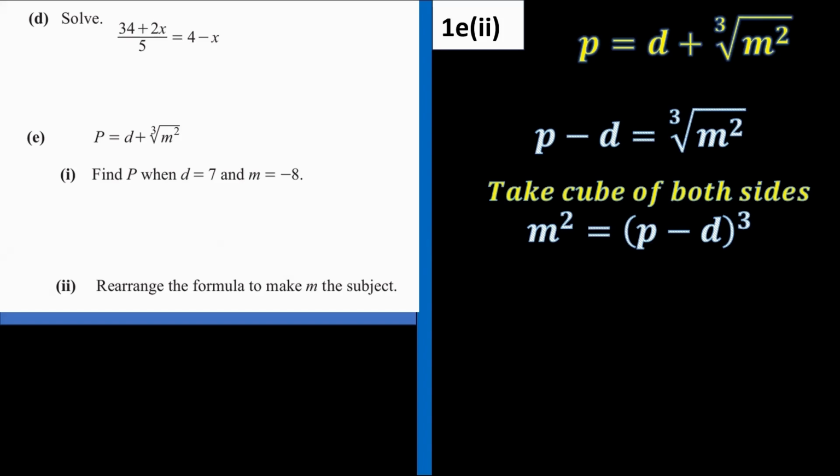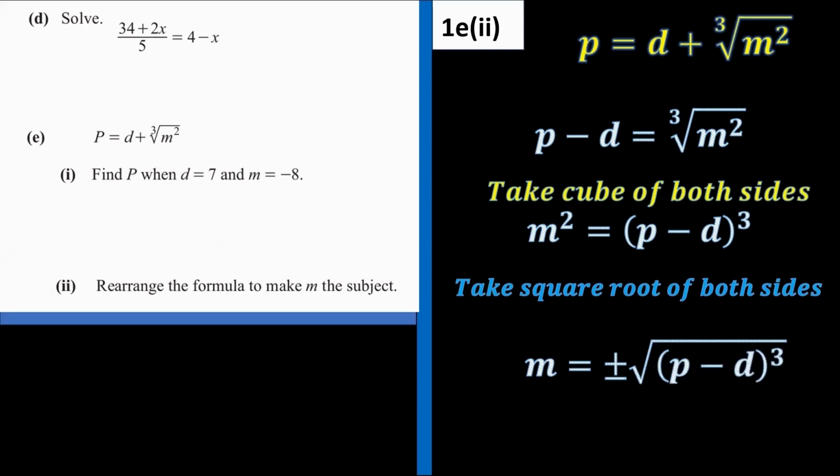Remember, we are looking for M in terms of the other variables P and D, so we want to make M the subject. So we'll be thinking, how do we remove the power 2 attached to M? We are going to use the square root to remove that. So we say take the square root of both sides. And when we take the square root of both sides, M becomes plus or minus the square root of, in bracket, P minus D, all raised to power 3. This will be the expression we'll get when we rearrange and make M the subject.